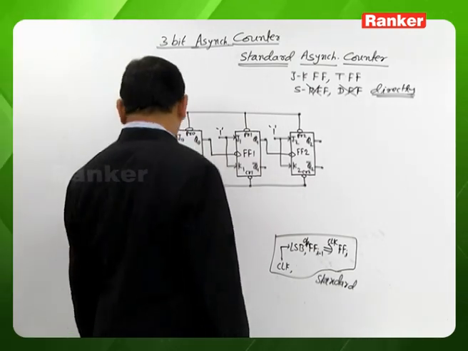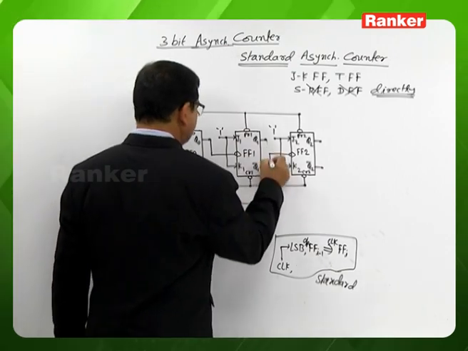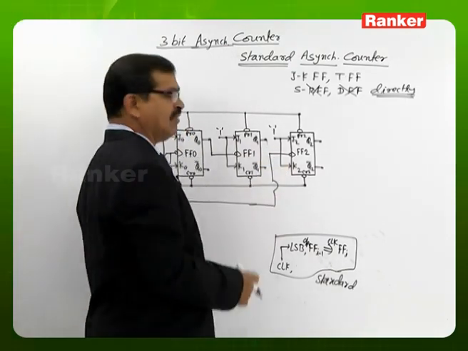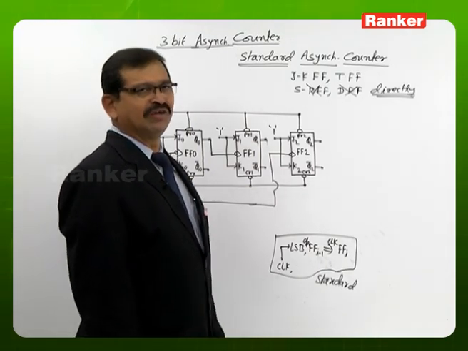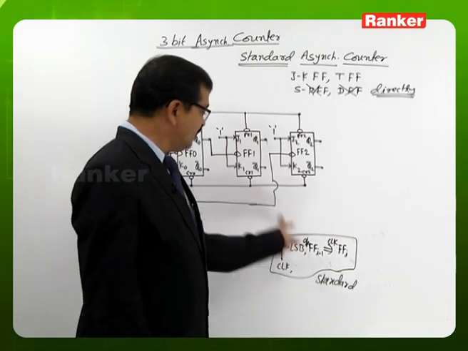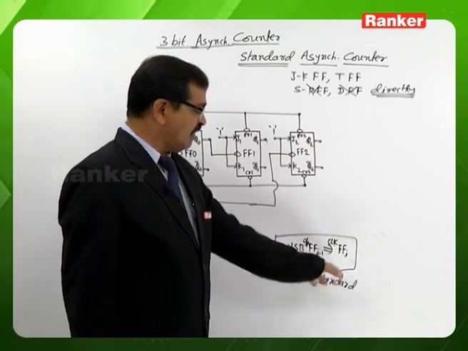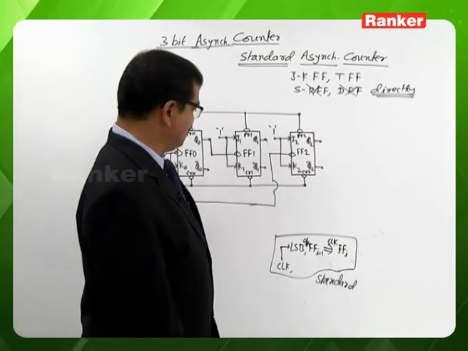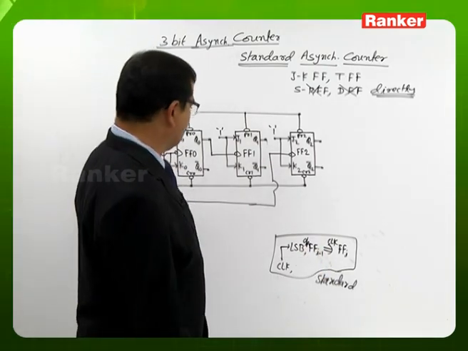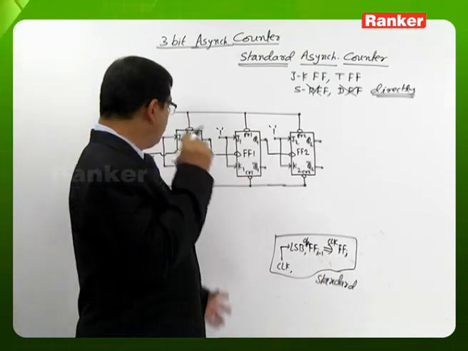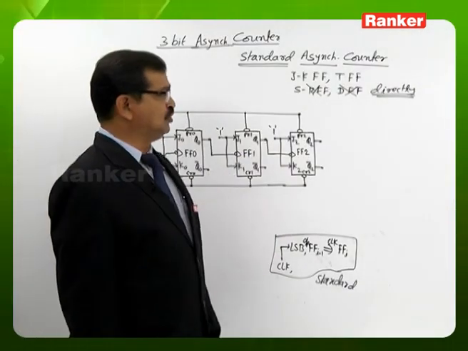Instead of this, suppose we have a counter circuit connected differently. We do not name that a standard asynchronous counter. It may be an asynchronous counter, but it is not a standard asynchronous counter. In the standard asynchronous counter, the expected clock connections are like this. Only then do we name it a standard asynchronous counter. Now, before applying the clock signal to the circuit, we want all the flip-flop outputs to be 0.